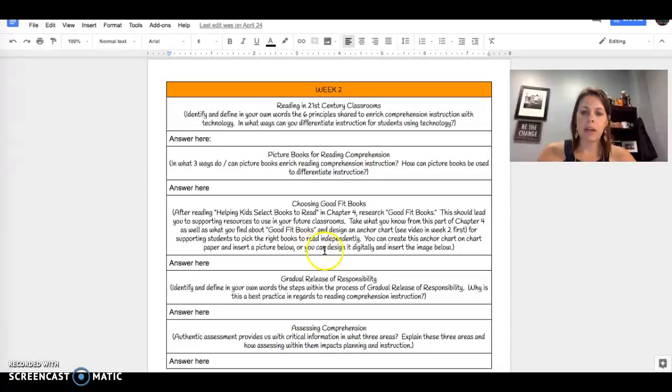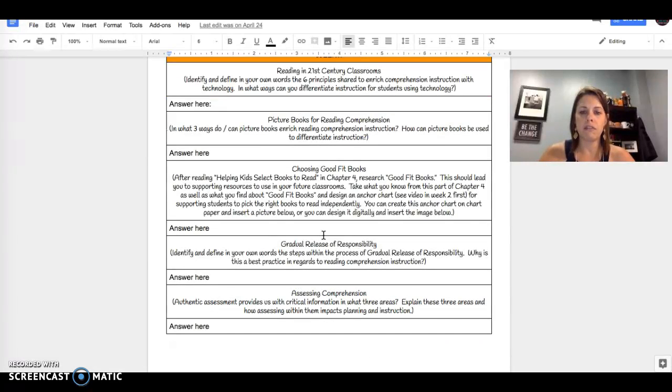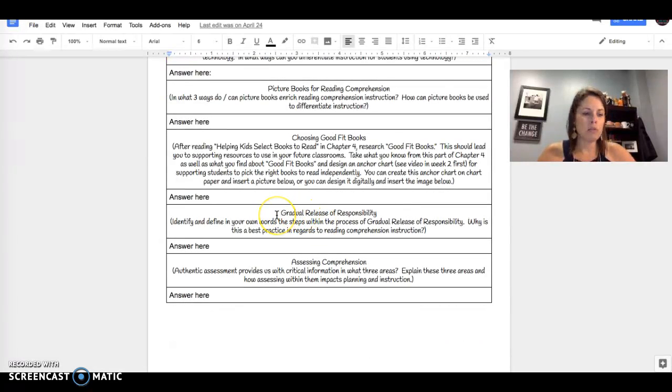Choosing good fit books, I'm going to come back to this because this is where your anchor chart is going to come in. So we're going to touch base on the other two and we'll come back to choosing good fit books.